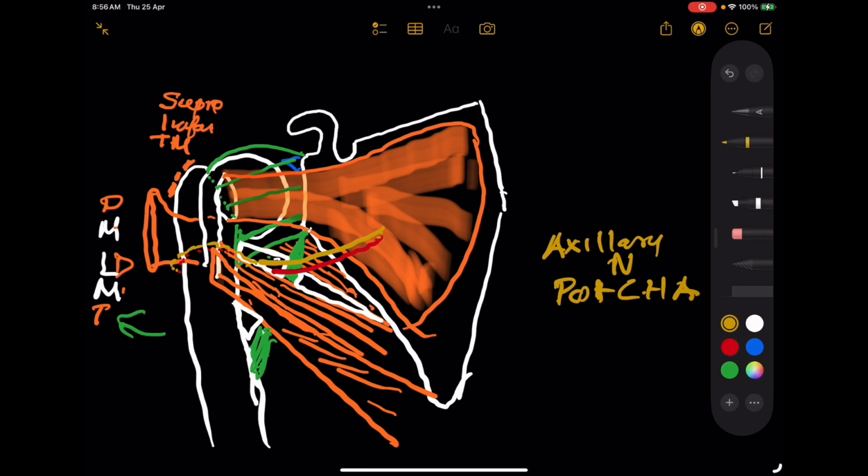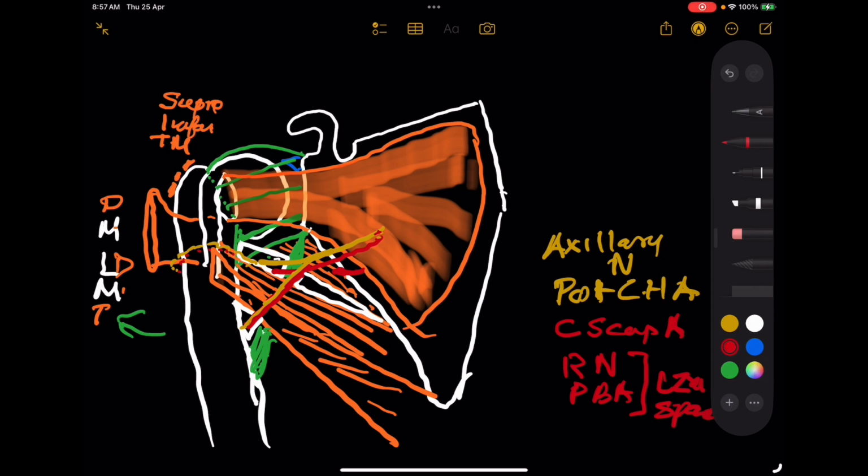Nothing passes through the medial triangular space, but the circumflex scapular artery passes, piercing the teres minor muscle. So this is the circumflex scapular artery. And the radial nerve passes through the lateral triangular space. So we mark the radial nerve, and the artery which accompanies it is the profunda brachii artery. So radial nerve and profunda brachii artery pass through the lateral triangular space. All right.